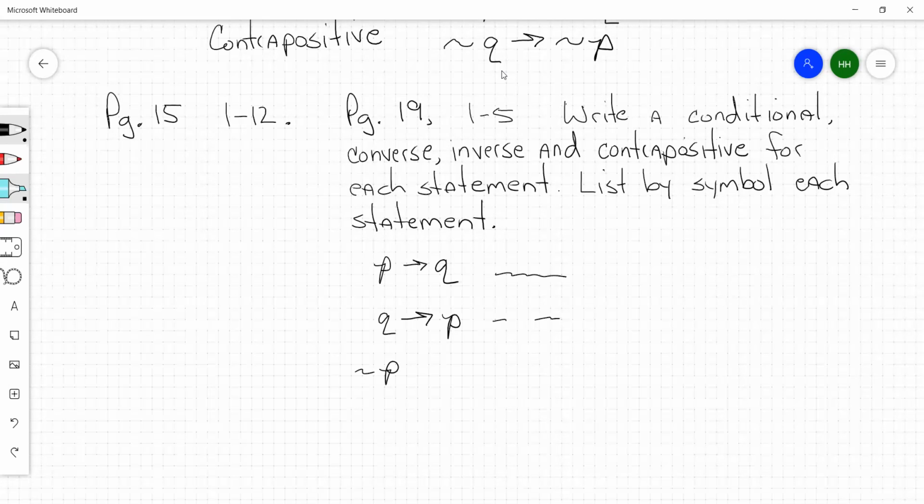Inverse, you're going to negate the original hypothesis, and then negate the original conclusion, and then write it out. And then you're going to write your contrapositive, where you negate the conclusion and negate the hypothesis. And you're going to write the sentence. So over in the margin on the left-hand side of the paper, you're going to put the symbol for conditional, and then write it. Then the symbol for converse, symbol for inverse, and then write it. Symbol for contrapositive, and then write it.